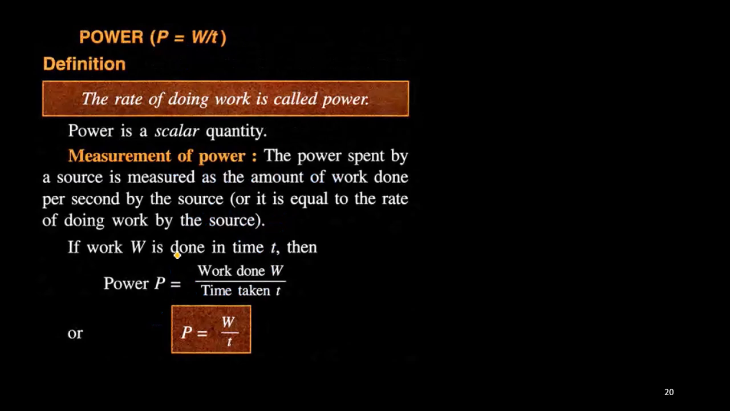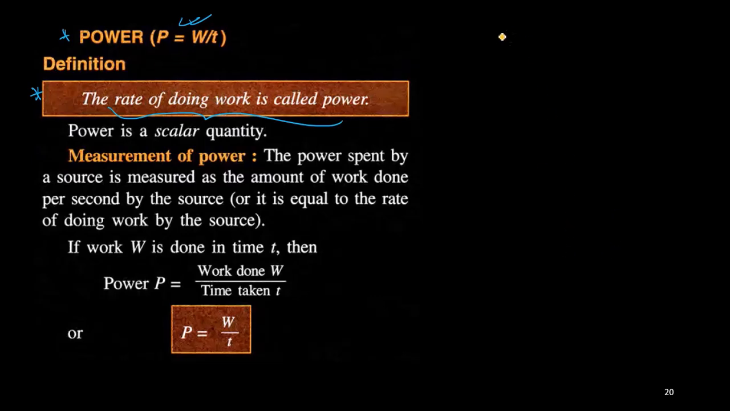Okay. So now come to the power. So once we have defined the work, now we define the power. So what is power? Power is the rate of doing work. How much amount of work you are doing and what is the time required for that. Whenever I am doing work, I need some kind of time.